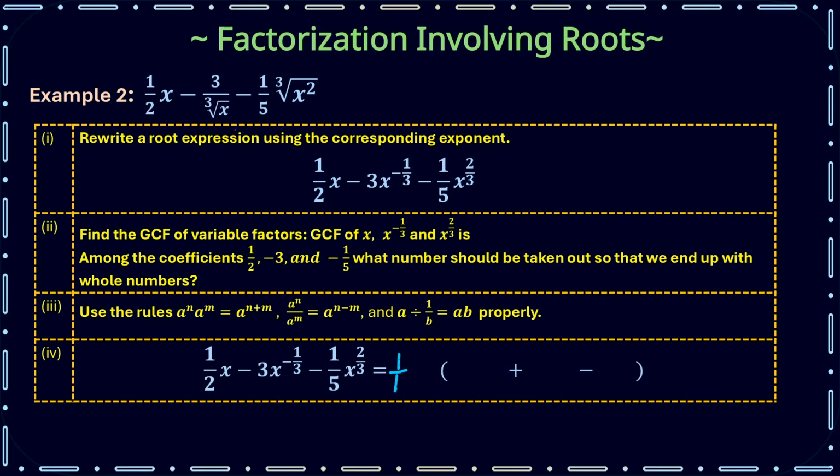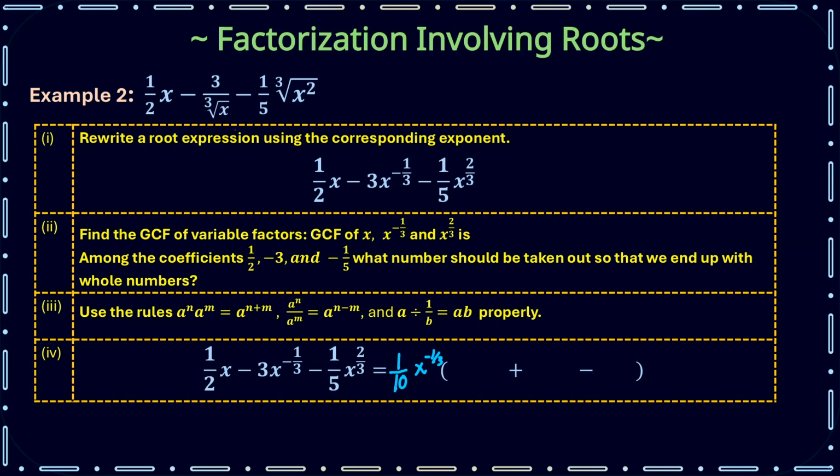I'm going to put the 1/10 out. And then we have the variable factors. We have x to the negative 1/3, x to the 2/3. The one with the smallest exponent is x to the power of negative 1/3. Okay, so we are now ready to see what should go inside the parentheses.